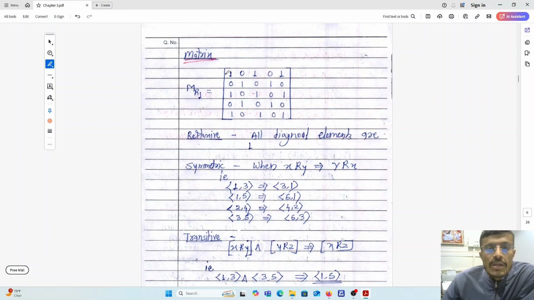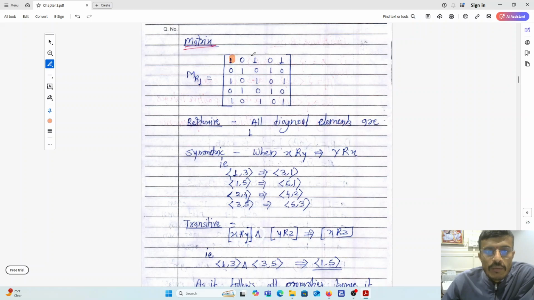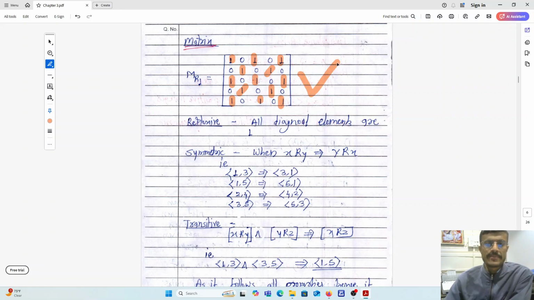Now, that is the matrix representation. So 1 1, 1 3, 1 5. Then 2 2 is there, 2 4 is there, 3 1, 3 3, 3 5, and likewise 4 2, 4 4, 5 1, 5 3, 5 5. So that is the matrix representation.